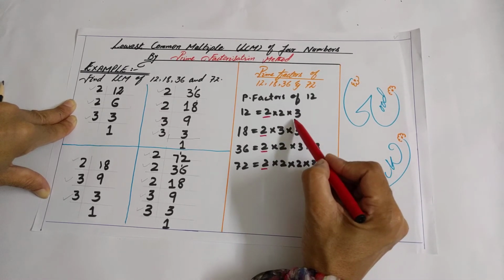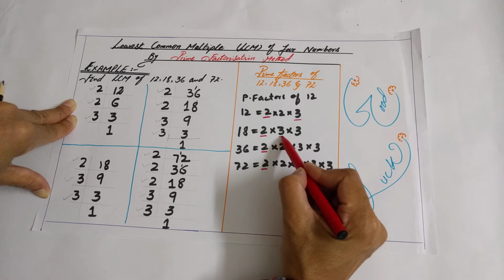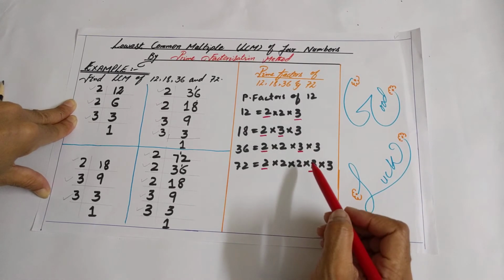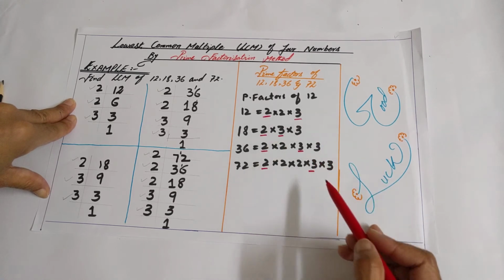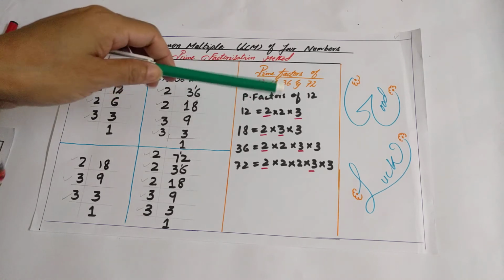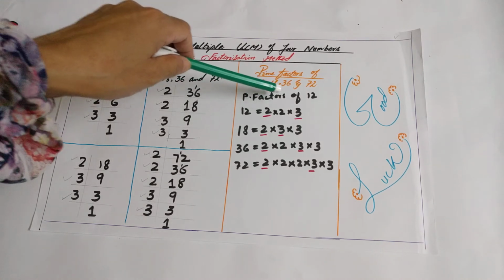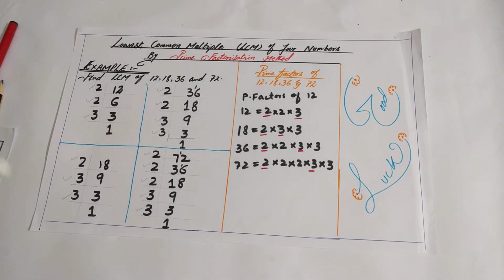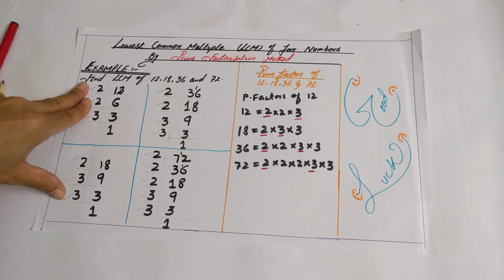3 is over here. 3 is over here. 3 is over here. 3 is over here. It means 3 is common in all these 4 numbers. Now firstly, you have to check those factors which are common in all 4. Then you will find the prime factors common in 3 numbers.